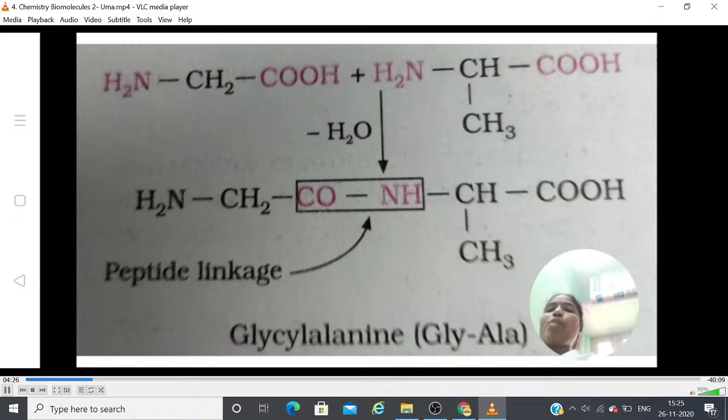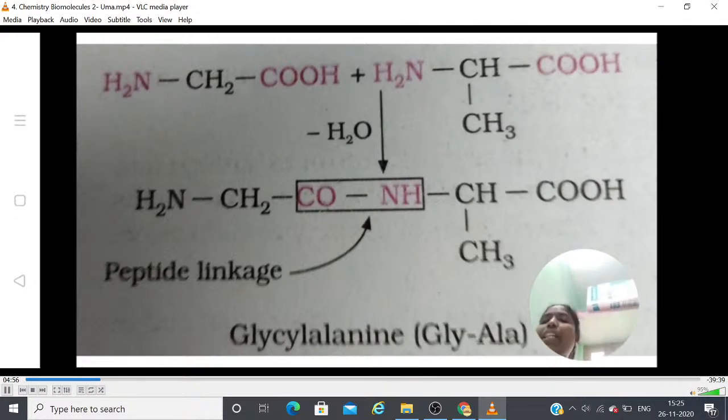So the first molecule is glycine, the second molecule is alanine, and they combine to give the final compound glycyl alanine. In short form we write Gly-Ala. Amino acids are shortly named by 3-letter symbols. So these are the 3-letter symbols of the amino acids. So here in this equation an amide group is formed. That amide group is known as the peptide linkage.